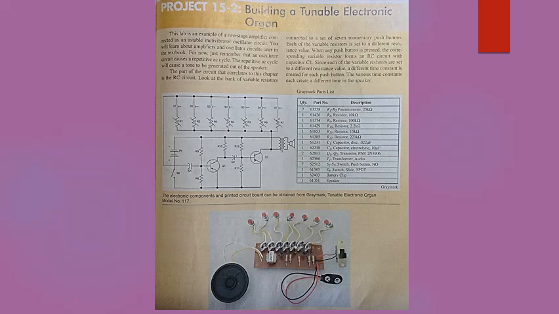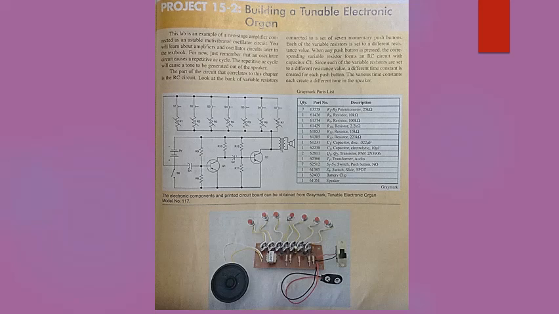Jumping on to project 15-2, building a tunable electronic organ. This lab is an example of a two-stage amplifier connected as an astable multivibrator oscillator circuit. You will learn about amplifiers and oscillator circuits later in the textbook. For now, just remember that an oscillator circuit causes a repetitive AC cycle. The repetitive AC cycle will cause a tone to be generated out of the speaker. The part of the circuit that correlates to this chapter is the RC circuit.